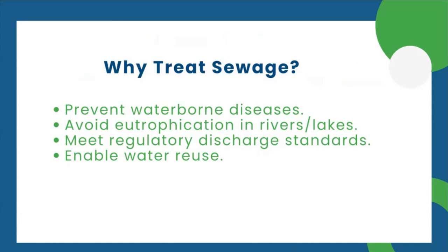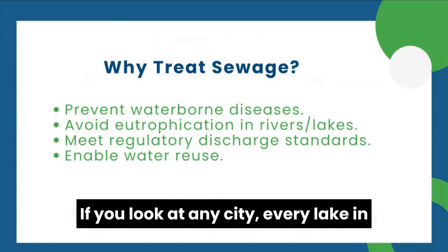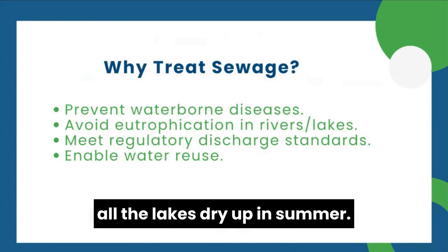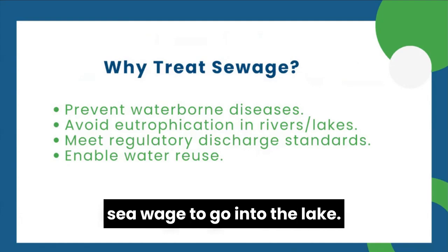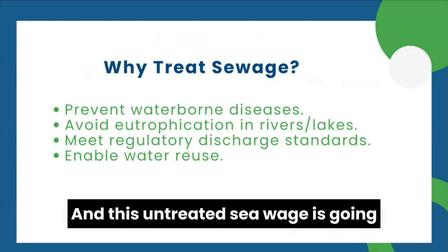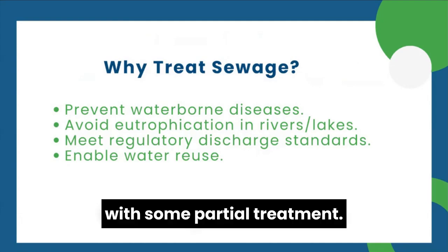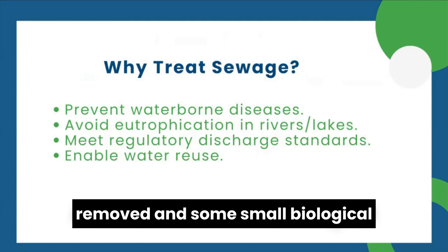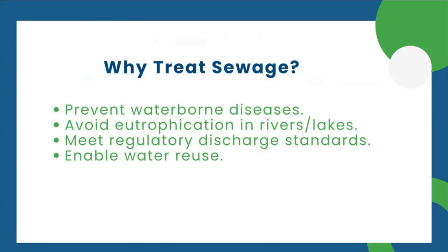Please understand this. Like air pollution, sewage pollution impacts everybody. There is no escape. If you look at any city, every lake in any major city is not dry in summer, whereas if you go to any rural area, all the lakes dry up in summer. The reason being, we are allowing untreated sewage to go into the lake. And this untreated sewage is going underground. From the underground, through our borewell, it is coming out with some partial treatment. Partial treatment means some physical impurities may have been removed and some small biological process may have happened, but that still is untreated sewage. All right.